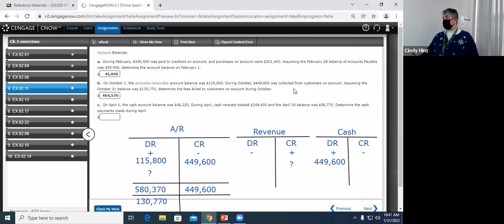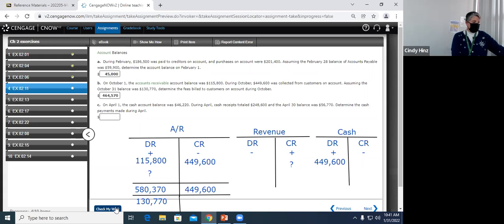I realize we're out of time, but if you are not sure about that, just talk yourself through it. They owed us about 120,000 at the beginning of the month. They charged another 470,000. They paid off about 450,000. They still owed us 130 at the end of the month. Those numbers seem reasonable to me.